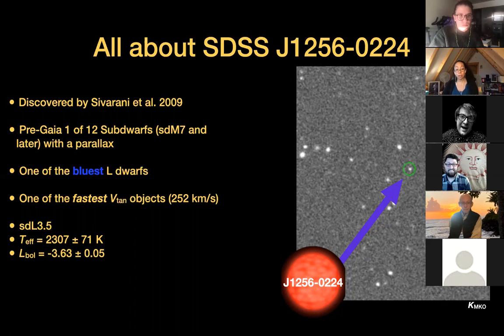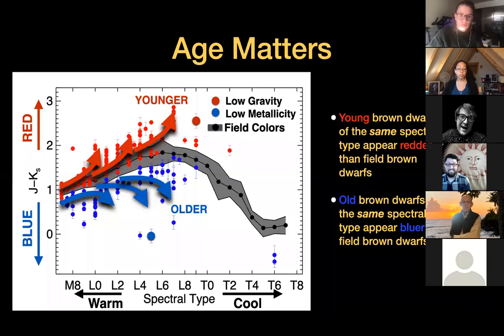So to place it in context, we wanted to compare it to other objects of either a field age or younger. So in this figure, we're looking at the near infrared J-K color on the y-axis, and the x-axis is spectral type. And you can use that as a temperature proxy for field sources. So you have the field in black and the 1 sigma in gray. If you look at objects of similar spectral type, you see that young objects appear to be redder than the field, while old objects appear to be bluer. So you can use J-K color as a proxy for age. If we place 1256 on this plot, you see it really stands out compared to these other old blue objects.